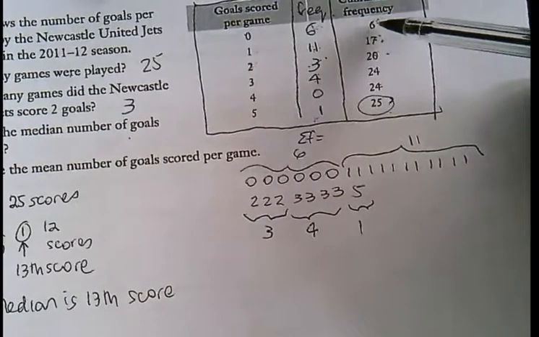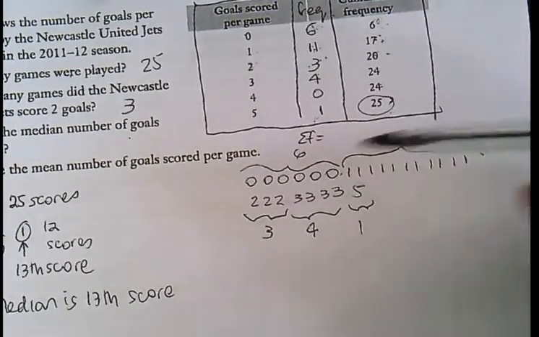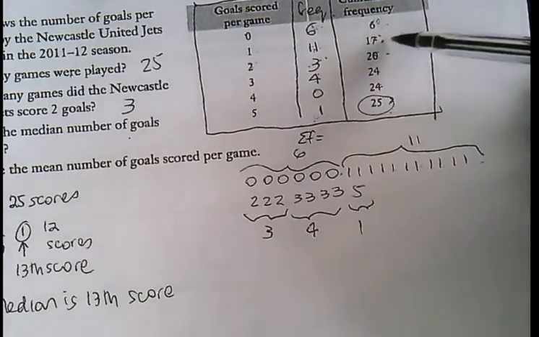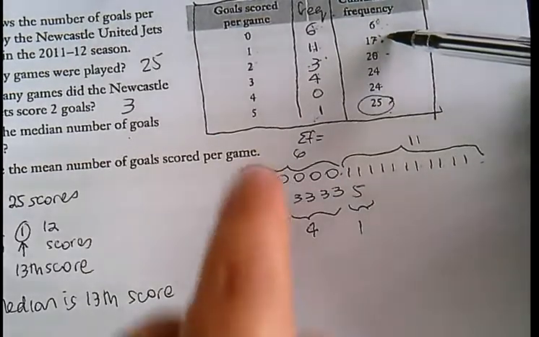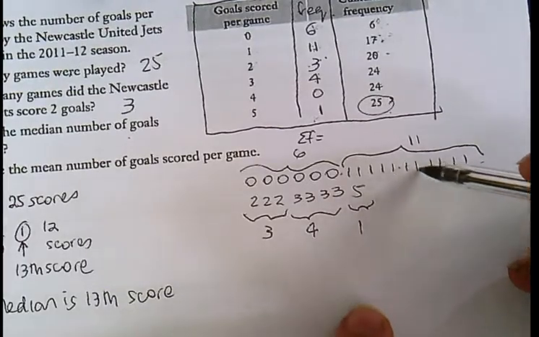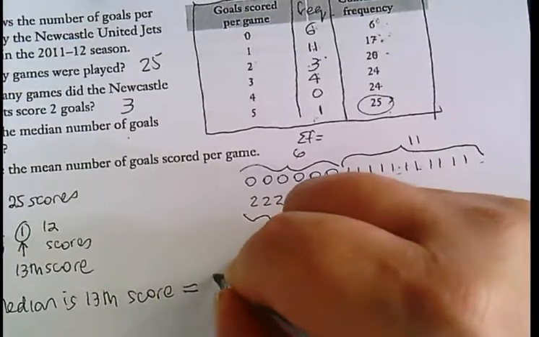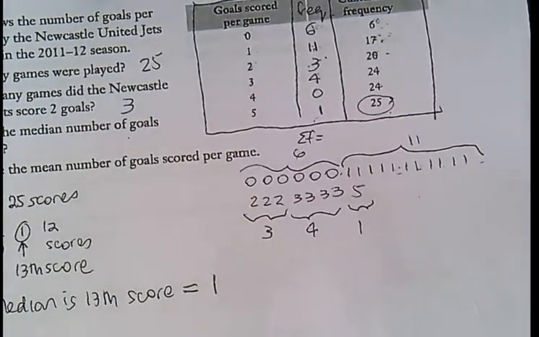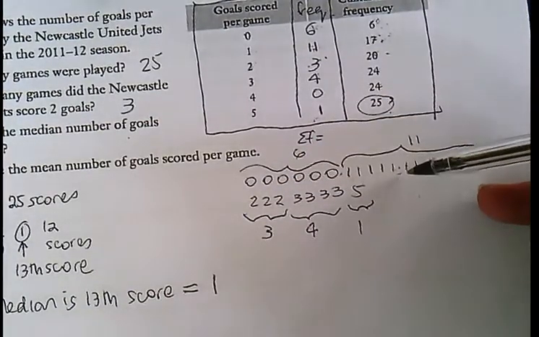So tell me, up to the 6th number they're all zeros, and from the 6th to the 17th number they're all ones. Isn't your 12th, 13th score somewhere in here? Do you get that? So which is 1. The 13th score has to be 1. If I counted 13 numbers, I'd get 1.